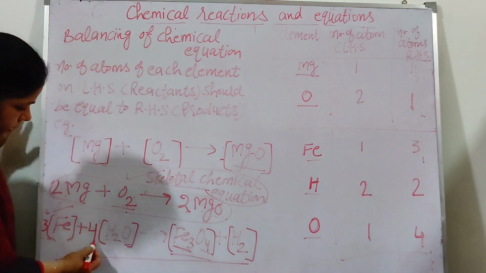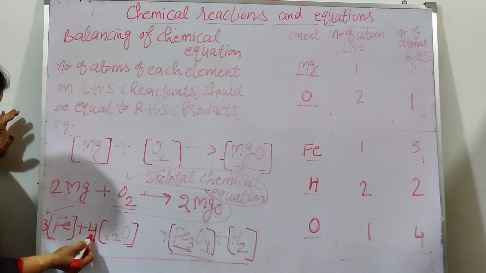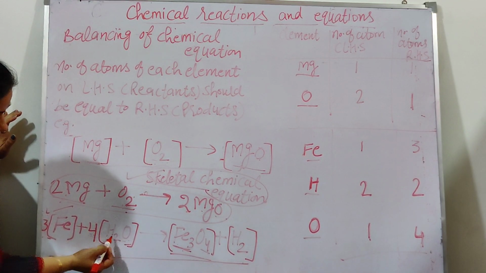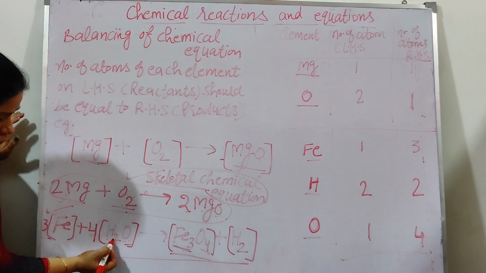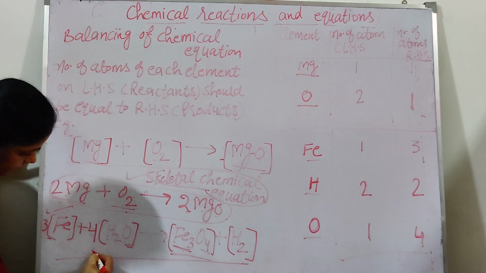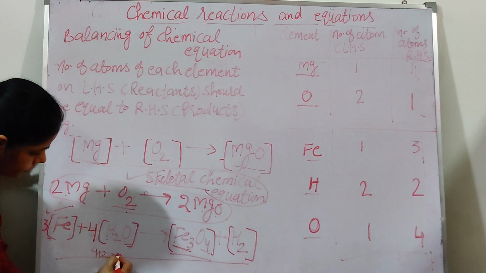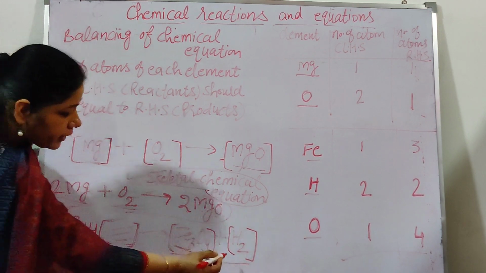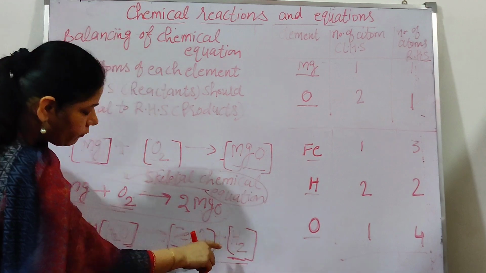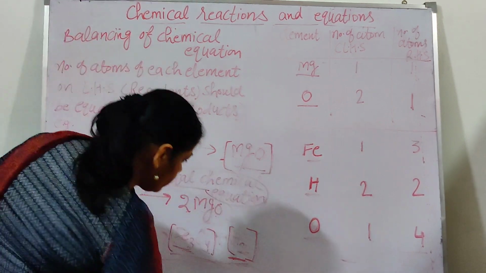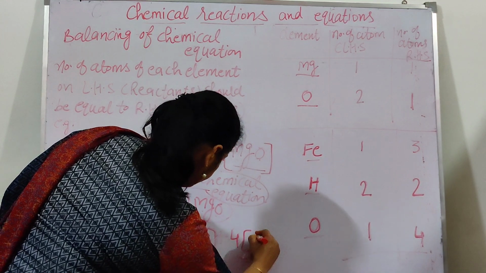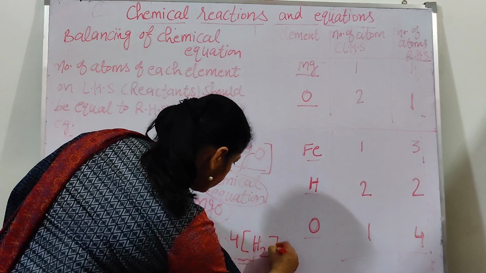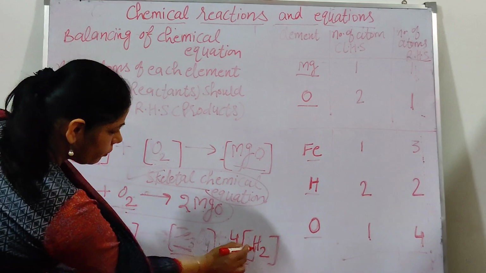Now you will see this 4 is for hydrogen also. The number of atoms of hydrogen is 4 into 2, which is equal to 8, and here there are only 2. Now we have to balance this hydrogen also. So I will put 4 H2. Now hydrogen also is 8 here.